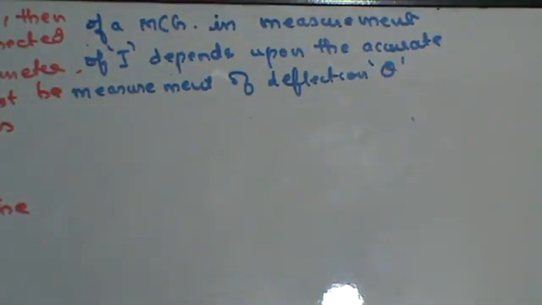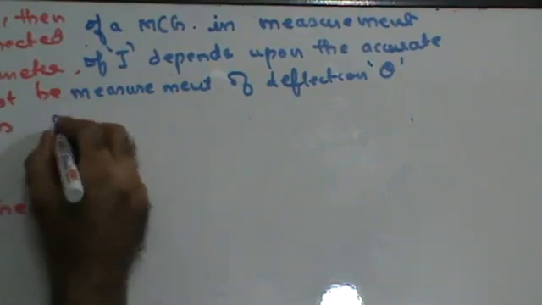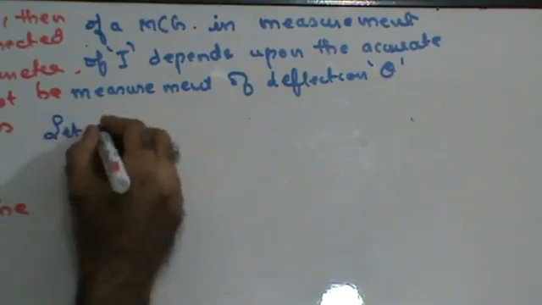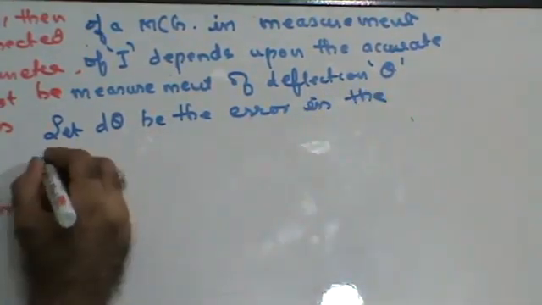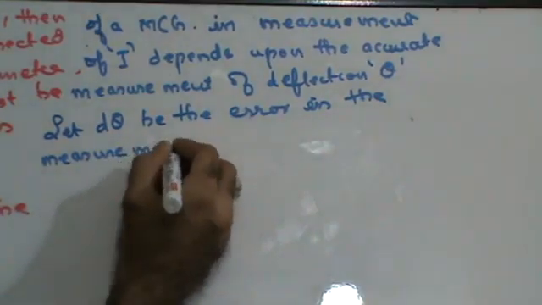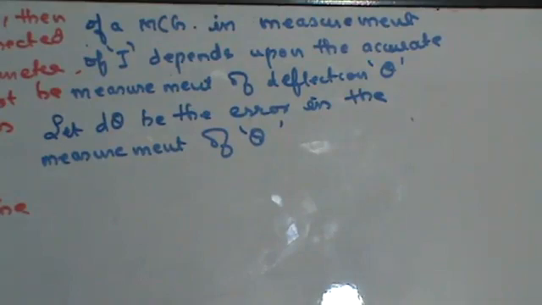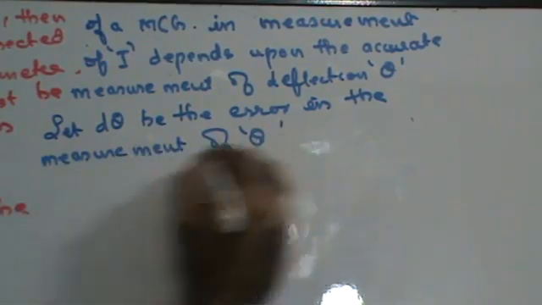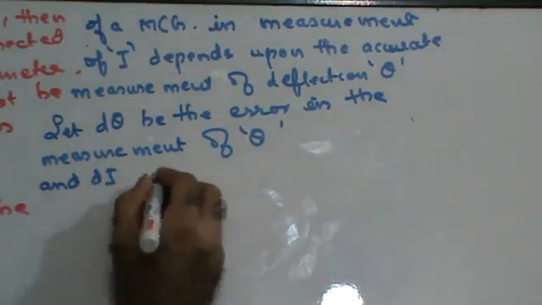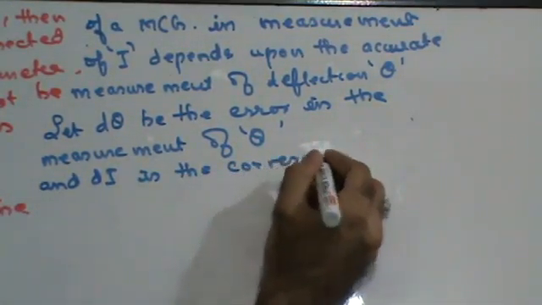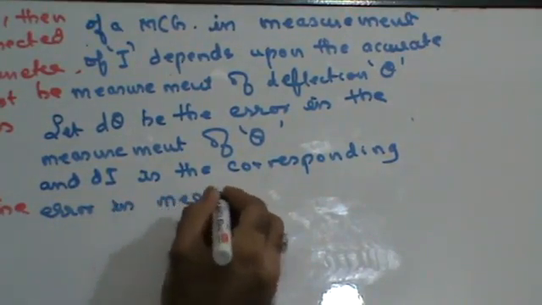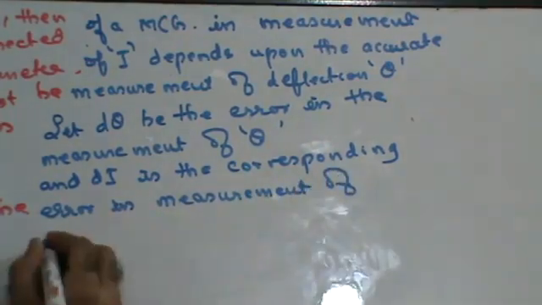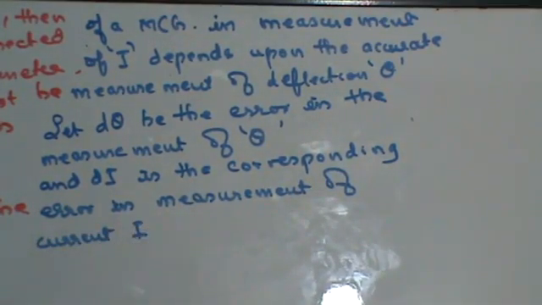Right? So let us assume that d theta is the error in the measurement of deflection theta, and di is the corresponding error in the measurement of current I. Then how do I define accuracy?